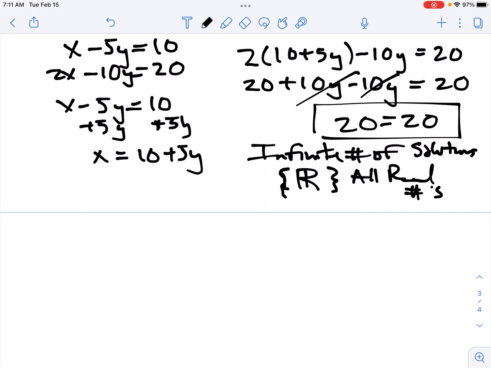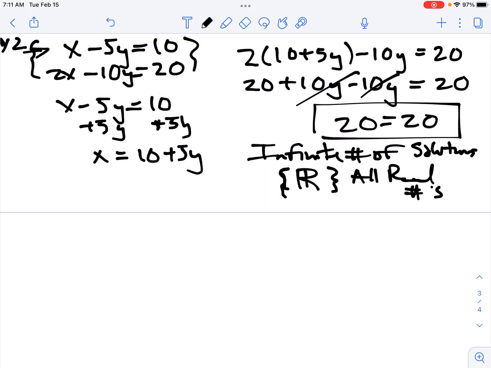Okay, now using the trick that I told you at the end of the last problem I did, hopefully some of you saw this and went, wait a minute, if I multiply this top equation by a factor of 2, if I go times 2 on everything up here, you would get 2x minus 10y equals 20, which is the exact same thing as the lower equation.